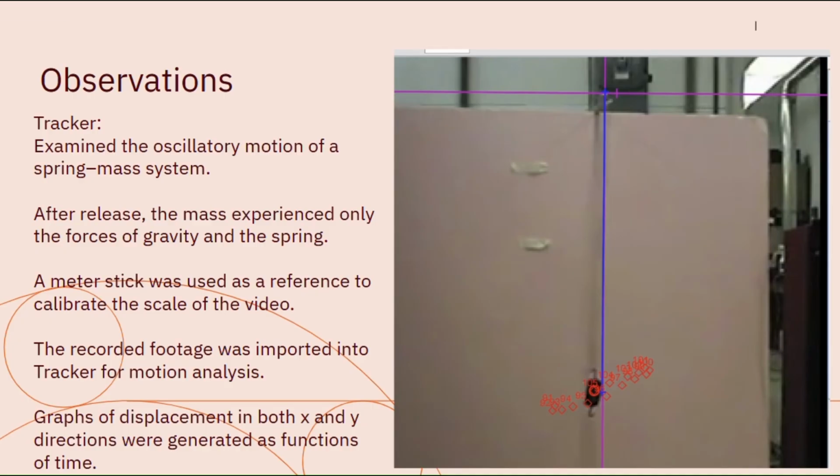So in this experimental portion, I analyzed the two-dimensional motion of the spring mass system. Once the mass was released, it experienced only two forces, gravity pulling it downward and the restoring force of the spring. I used a meter stick in the background as a calibration reference to convert pixel distances into real-world lengths. And then afterward, importing the video into Tracker, I tracked the motion frame by frame and plotted the x and y displacements versus time. These plots allowed me to determine the period of oscillation and later compare those values directly with the simulation.